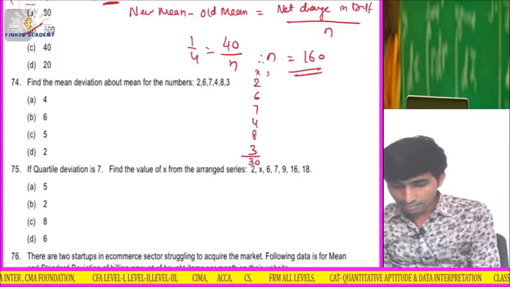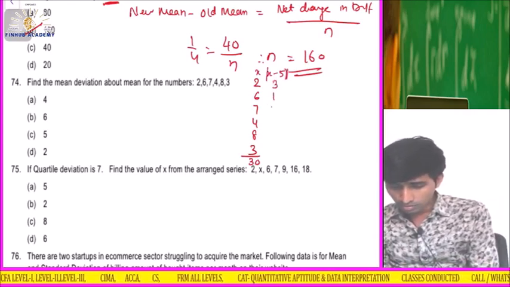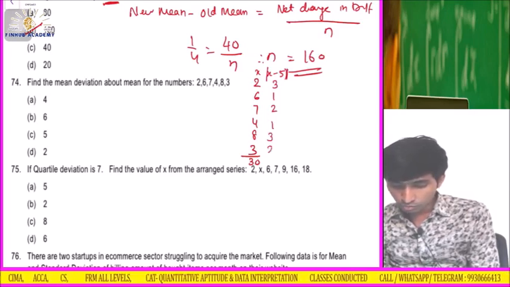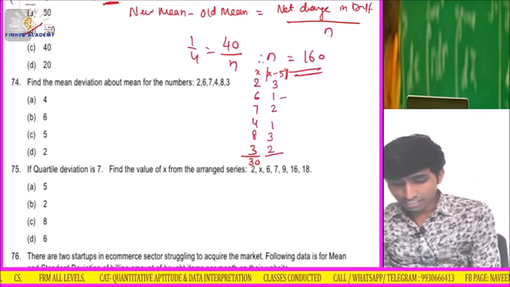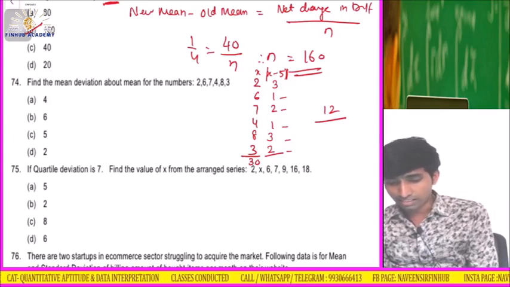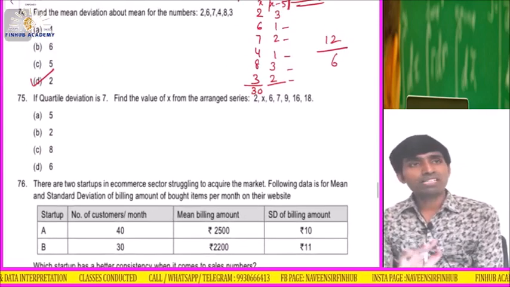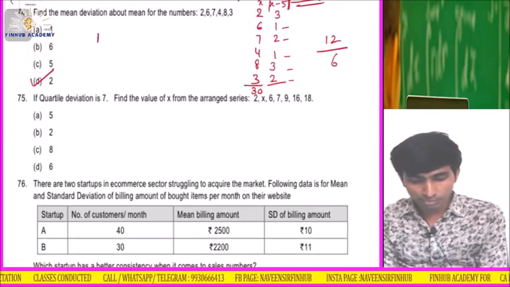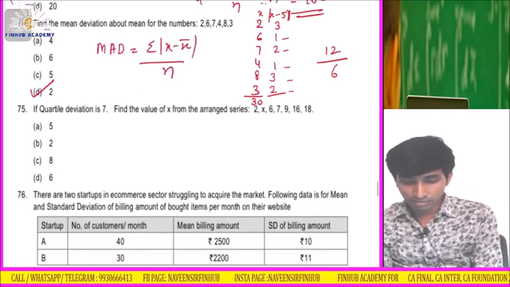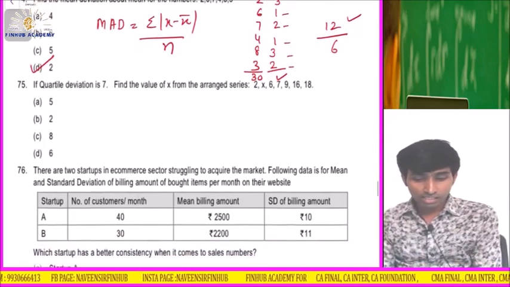So this is absolute value of x minus 5: 3, 1, 2, 4 minus 5 is 1, 8 minus 5 is 3, 3 minus 5 is 2. Take the total. 3 plus 1, 4, 5, 6, 7, 10, 12. So 12 is the summation of absolute x minus x bar upon n. n was how much? 6. So 12 divided by 6, the answer is 2. Easy. Okay, this is simple. How will we do this? Mean absolute deviation is equal to summation of absolute x minus x bar divided by n. I calculated the mean first, that is 5. Absolute x minus x bar, I took the total, that is 12, divided by n. n was how much? 6.